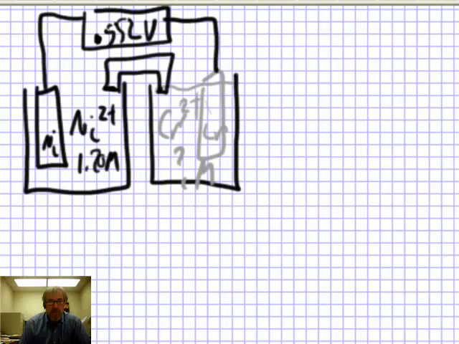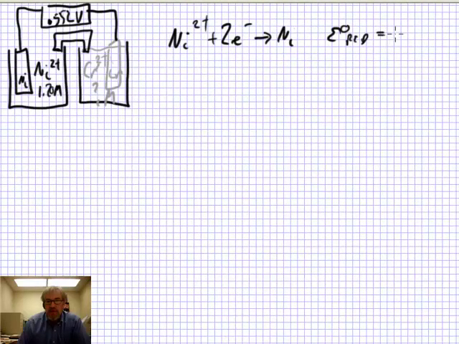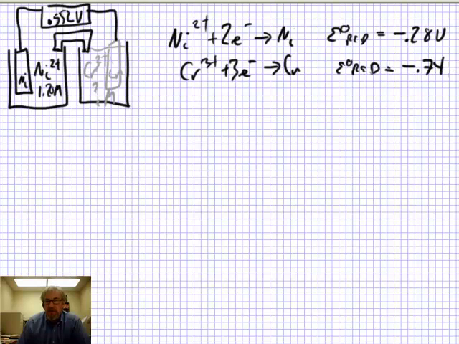Well, let's determine which direction the electrons are flowing in and what the actual reaction for this cell is. We have two potential reductions. Either nickel 2 could reduce to nickel, and the reduction potential for that, if you look it up, is negative 0.28 volts. Or we could have chromium 3+ reducing to chromium, and the reduction potential for that half reaction is negative 0.74 volts. So clearly the one that has the most positive value of reduction potential is the nickel reduction. So that's our actual reduction.